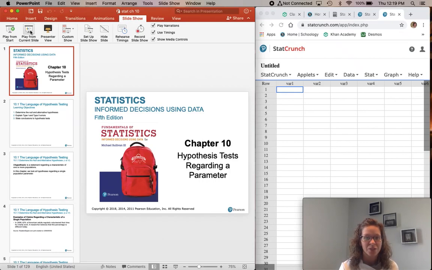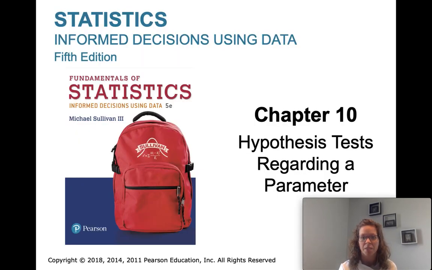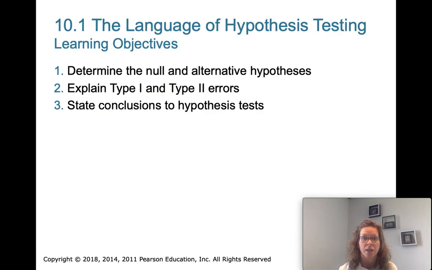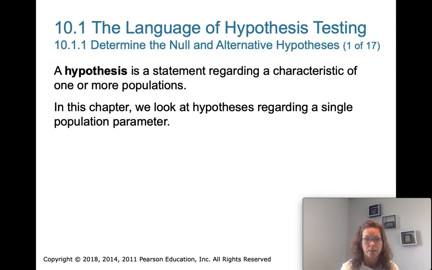We are going on to chapter 10, and in chapter 10, we're going to be talking about hypothesis tests. We are going to start in section 1 with talking about what is a hypothesis test and the language that we use in a hypothesis test. We're going to learn about what a null and alternative hypothesis are, what our type 1 and type 2 errors are, and how to state our conclusions.